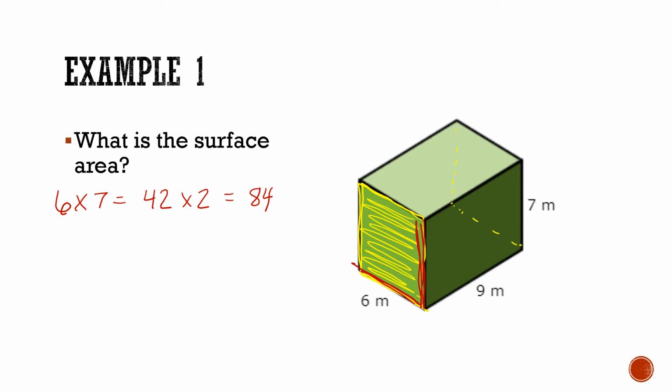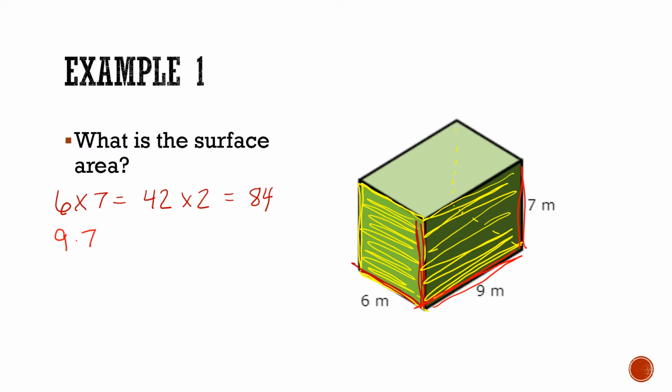Now we need to pick another side. So this time I'm going to do this front side here. Okay, so that one is 9. So 9 by 7. So 9 times 7 is 63. And then that back side that we can't see would also be 63, which gives us 126 meters squared on those two sides.